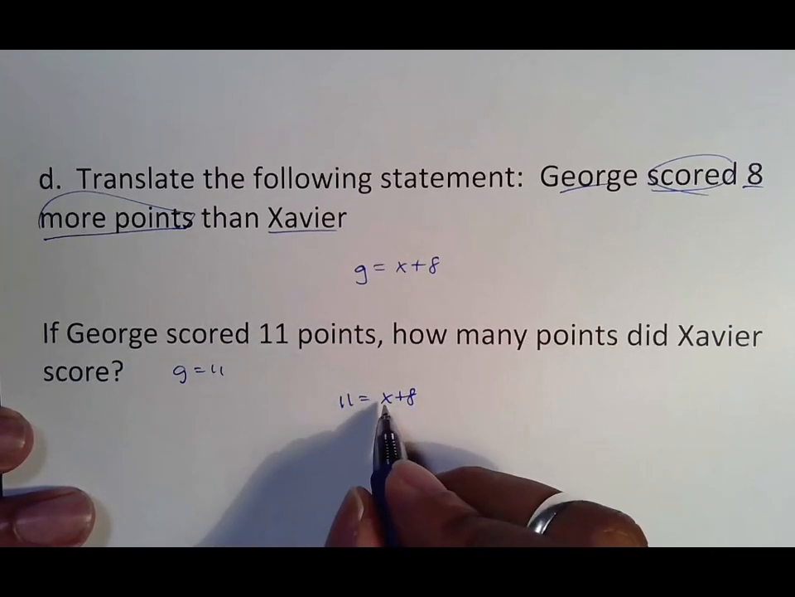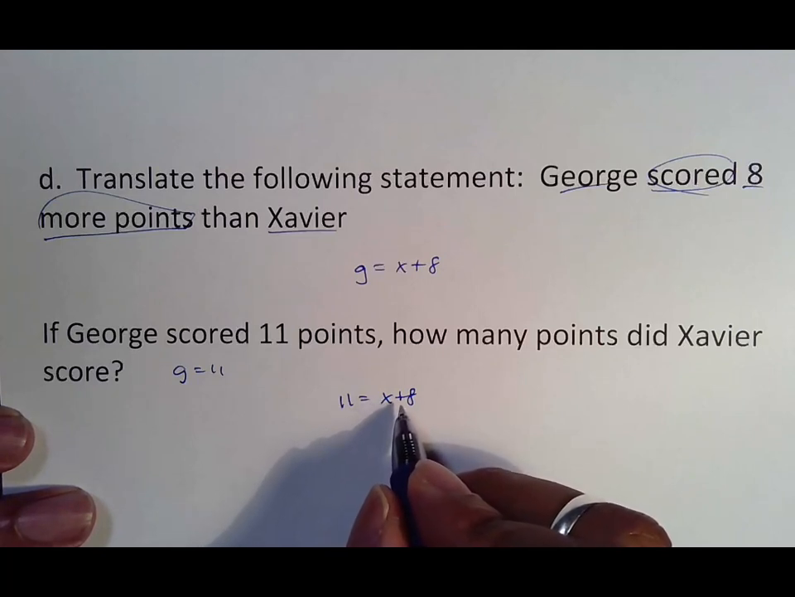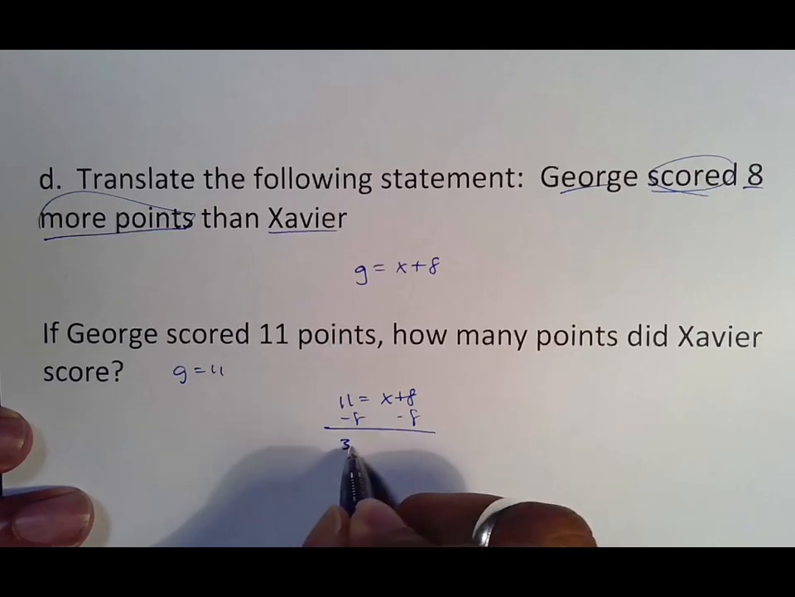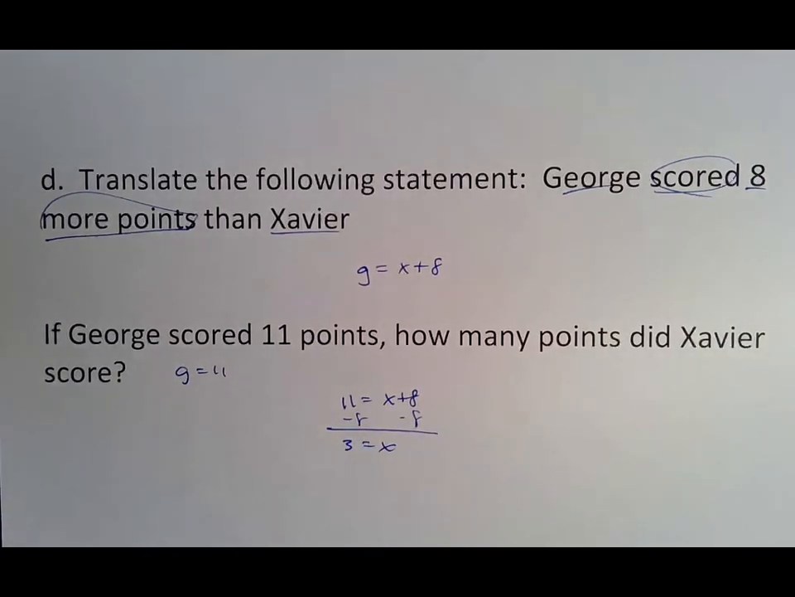And then figure out what X is. Well, the way we figure out what X is is by moving this plus 8. We move that plus 8 by doing minus 8, which means Xavier scored 3 points. And that is all there is to it.